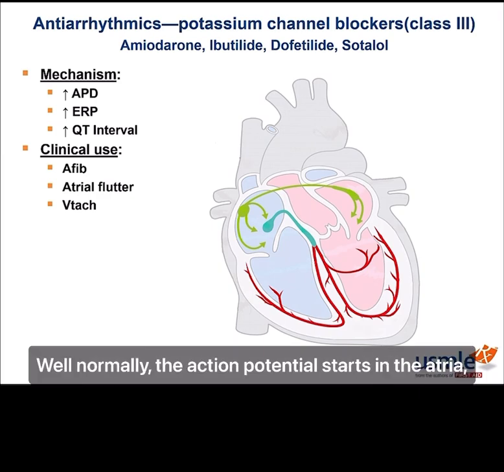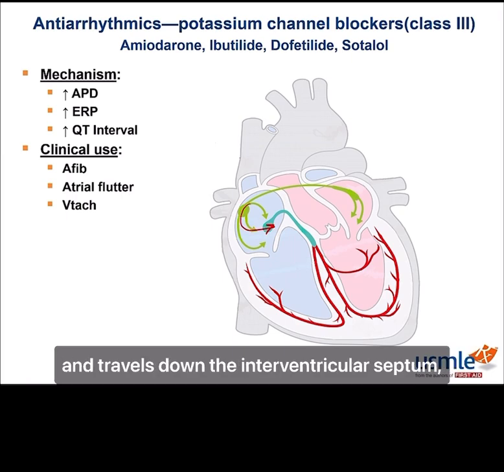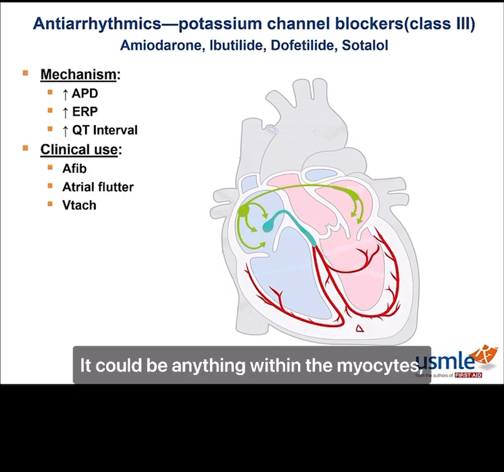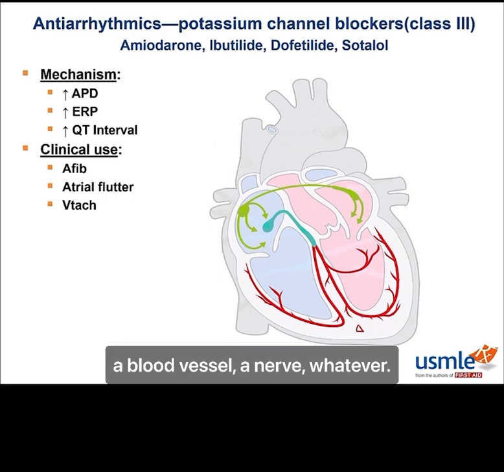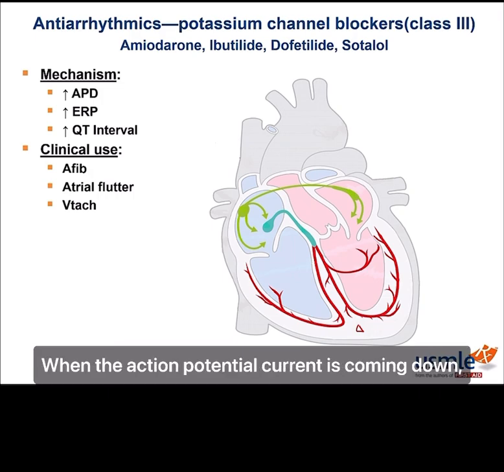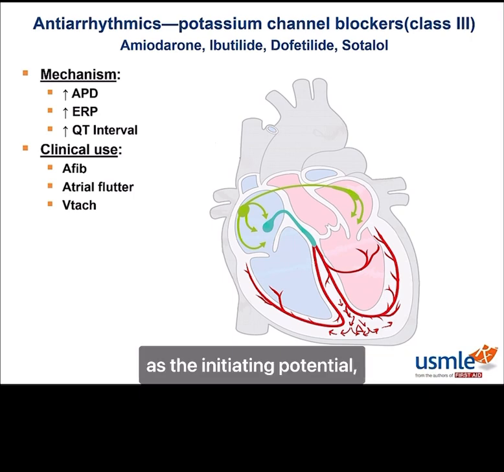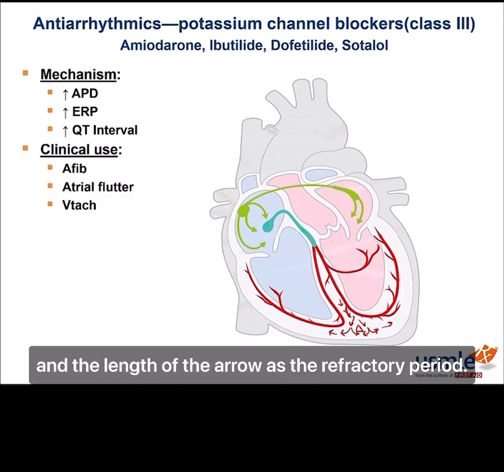Well, normally, the action potential starts in the atria and travels down the interventricular septum to the Purkinje cells to contract the ventricles. Alright, so let's say we have something here. It could be anything within the myocytes, a blood vessel, a nerve, whatever. When the action potential current is coming down, I want you to think of the head of the arrow as the initiating potential and the length of the arrow as the refractory period.